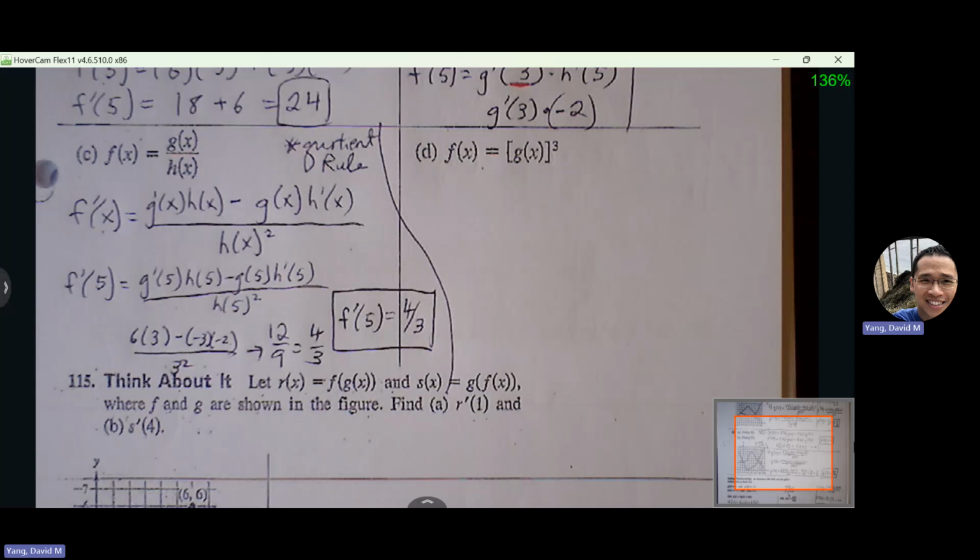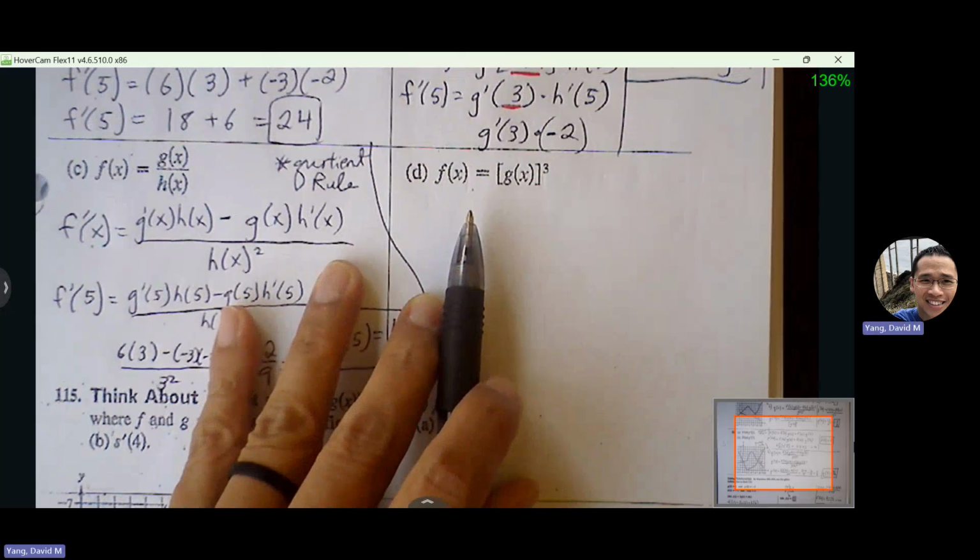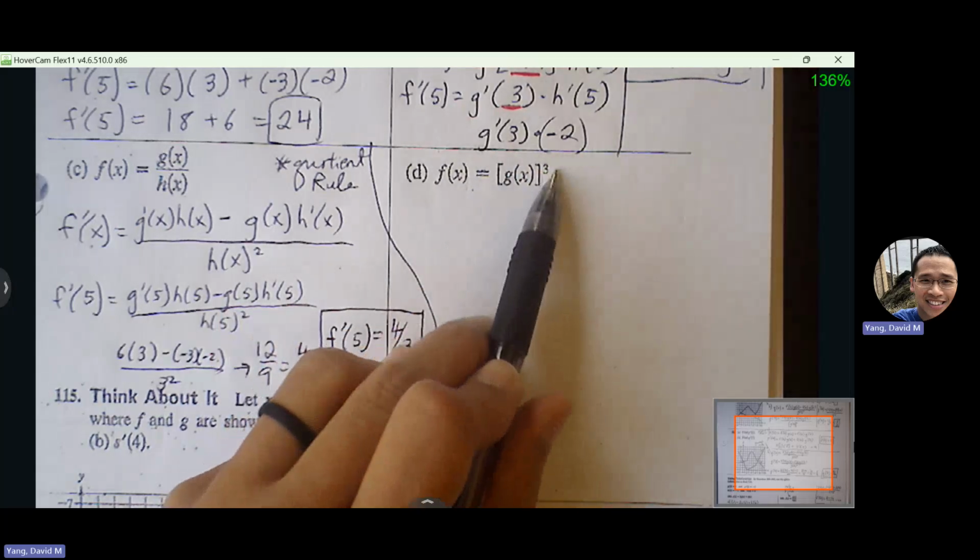Any questions with part C? Okay, part D is a little bit different here. Can you spot what's needed here?